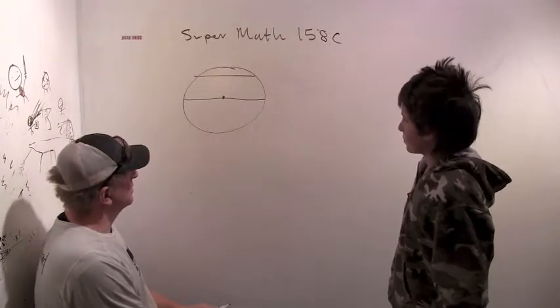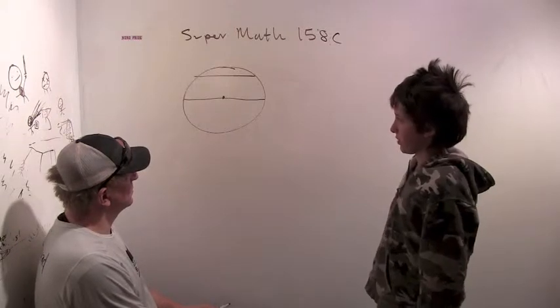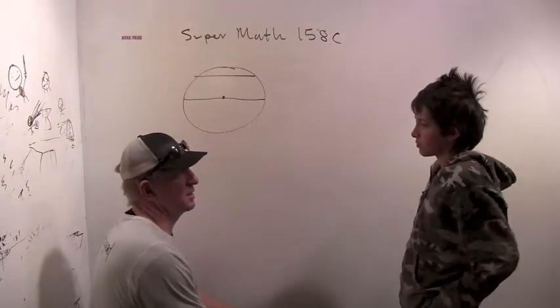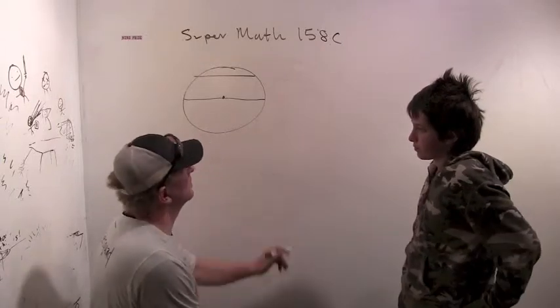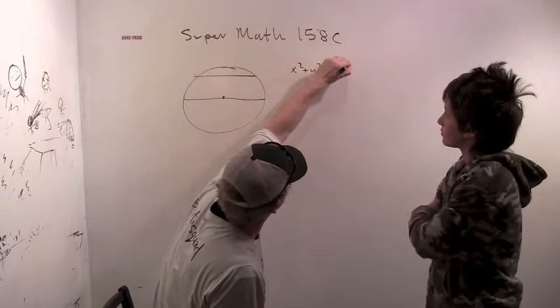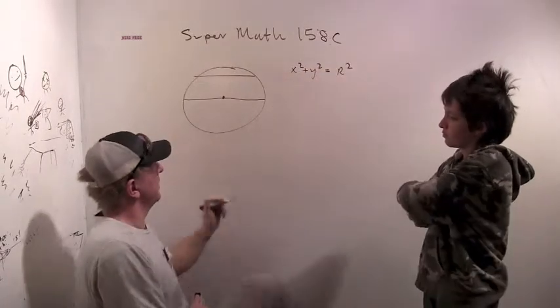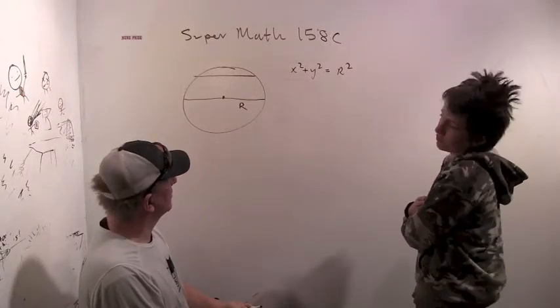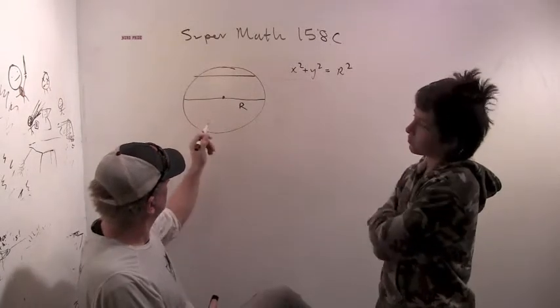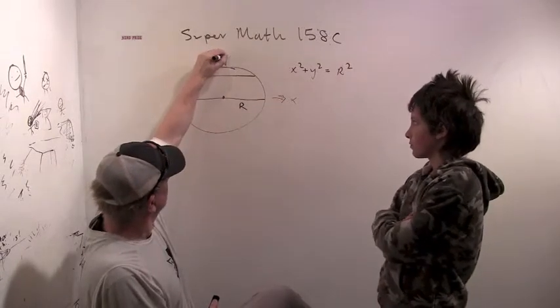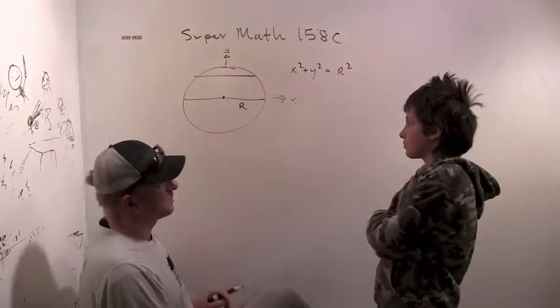I think it's x squared plus y squared equals r squared. Okay, and so just to make things easy in this case, actually, you know what, we'll do r. X squared plus y squared equals r squared. We can do it in general. It's not that big of a deal. This is r, the radius of the circle. So the x-axis goes this way. The y-axis goes this way.